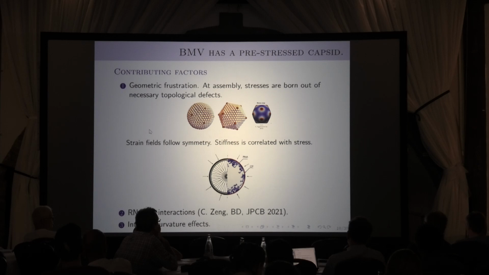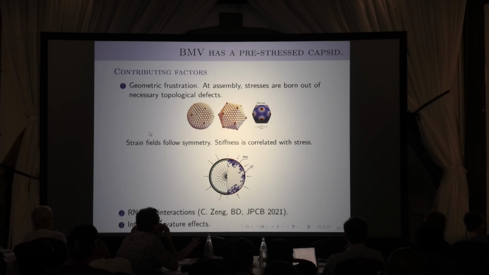The second thing is the RNA inside the chromosomic virus. The RNA here exerts a negative pressure on the shell. And so it's a little bit like a bicycle wheel, where you stiffen the rim of the wheel by tensioning the hub. And so the third thing are intrinsic curvature effects.